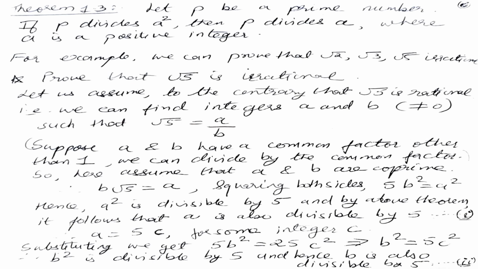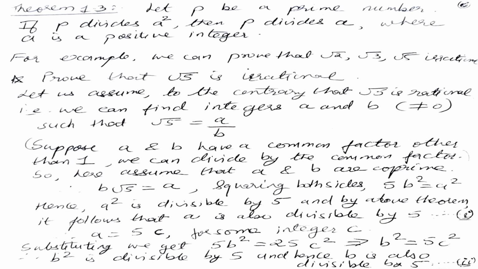Next is Theorem 1.3. Let p be a prime number. If p divides a square, then p divides a, where a is a positive integer. We can prove that root 2, root 3, root 5, root 7 all are irrational. Let us prove that root 5 is irrational. Let us assume to the contrary that root 5 is rational.